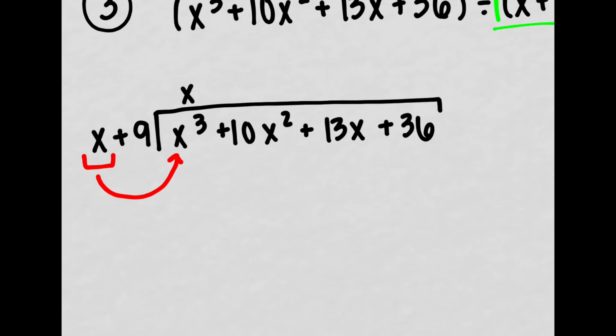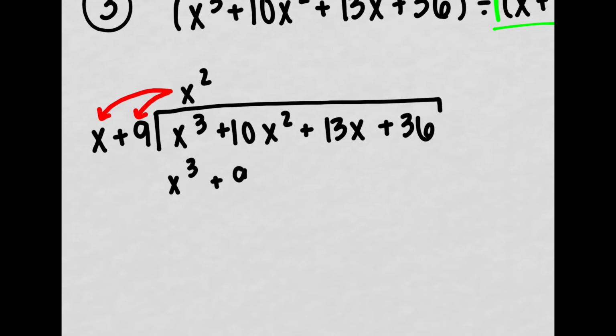And that would be x squared. So just like we did in our number example, I now multiply this x squared by everything. So x squared times x gives me x cubed, and then x squared times 9 gives me plus 9x squared. When we did it with our number, we had to subtract, and that's what you have to do here. So you're going to put some parentheses around what you just got, and you need to remember there's a minus sign on the outside.